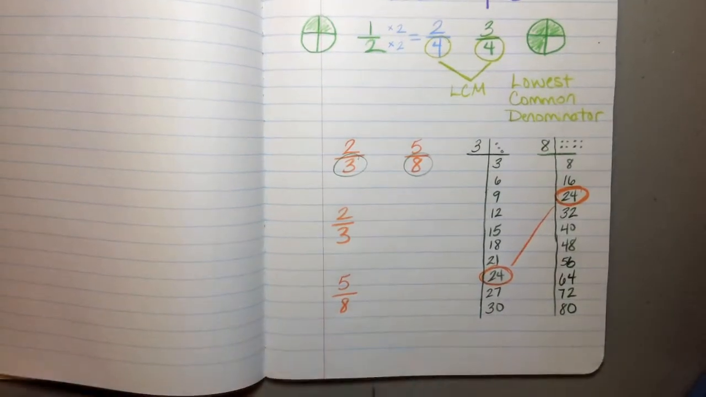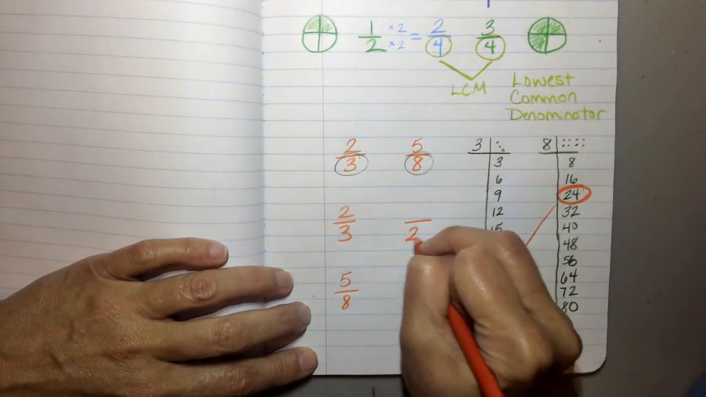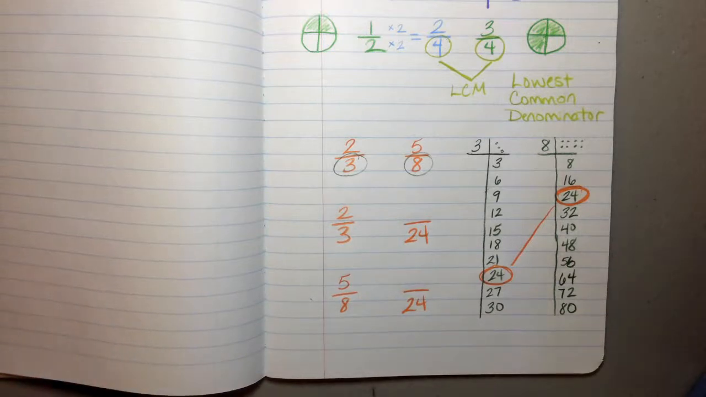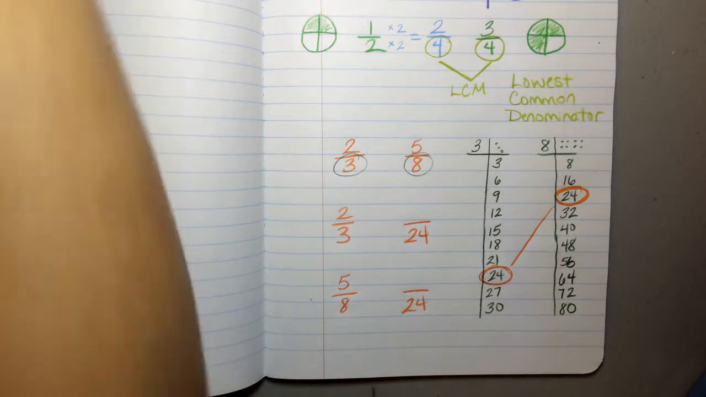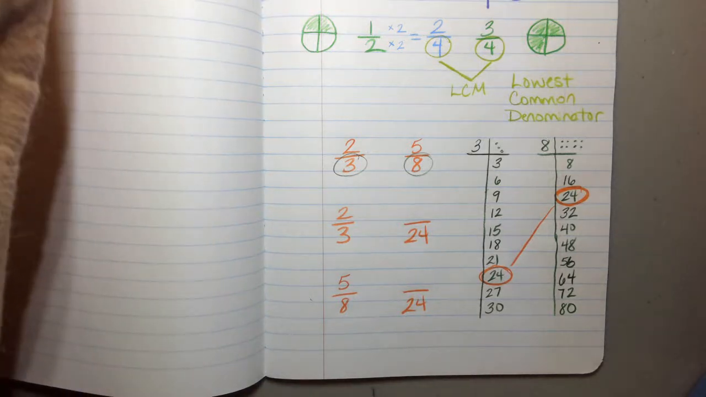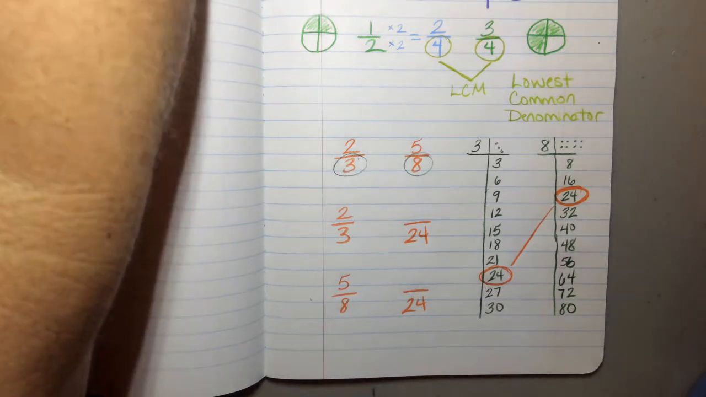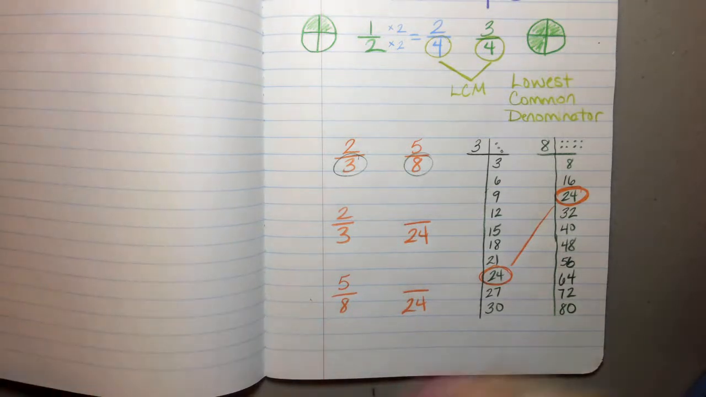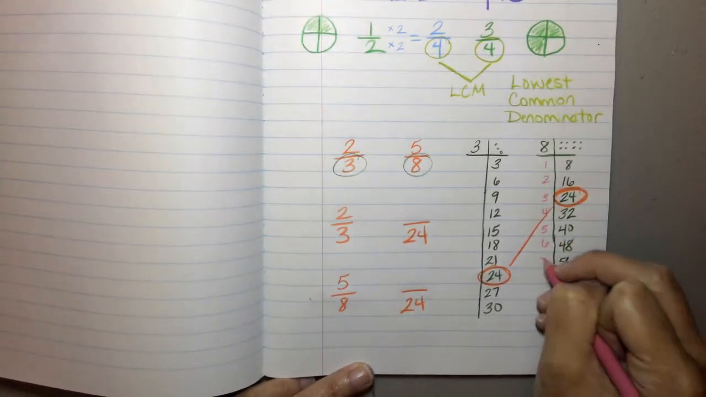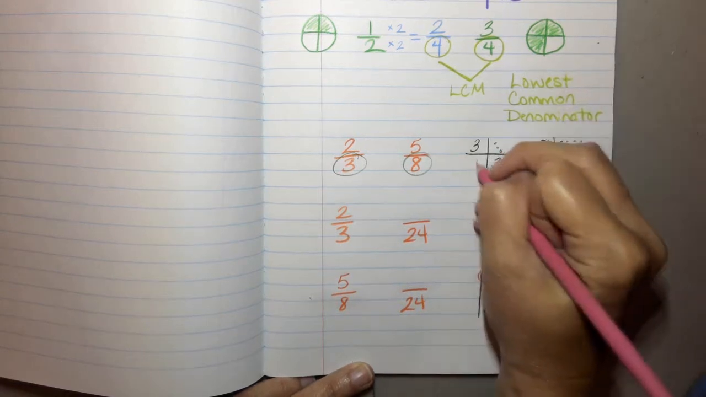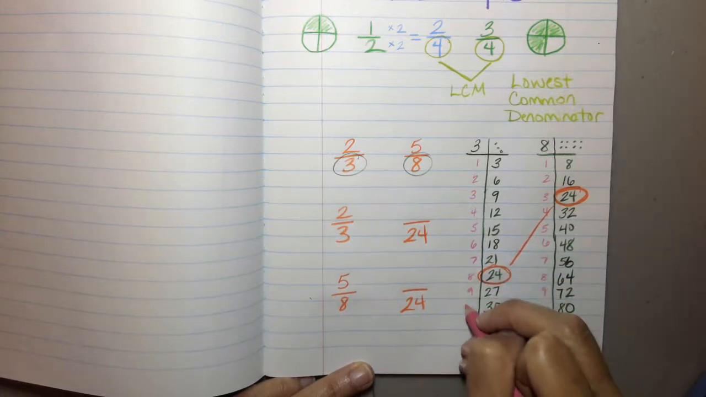Okay, so now I need to make both my 2/3 and my 5/8 into fractions with a denominator of 24. Okay, so now I have to ask myself, how do I get from 8 to 24? Well, if you were looking at this kind of like a T-chart, then, sorry, I'm looking for another color. 1, 2, 3, 4, 5, 6, 7, 8, 9, 10.